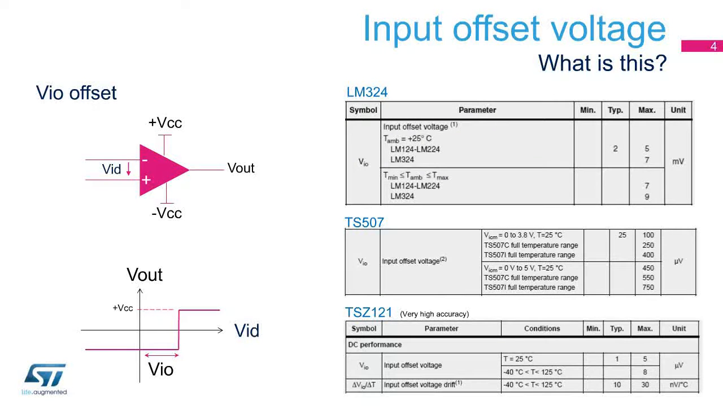The VIO value will be different for each op-amp, and to ensure good precision, it is important to choose the op-amp with the lowest VIO because the VIO will be amplified by the gain and added to the total output voltage as an error. Some op-amps with a chopper architecture, like ST's TSZ121, exhibit a VIO of 5 microvolts. They are especially good for precision DC measurements.